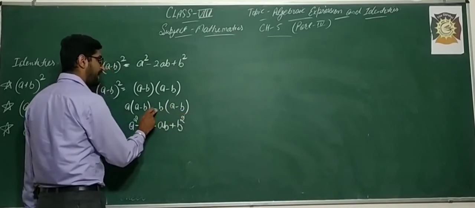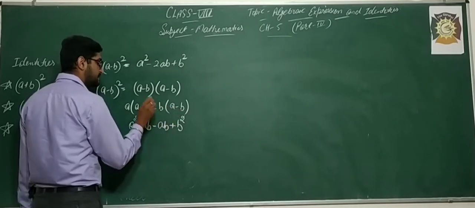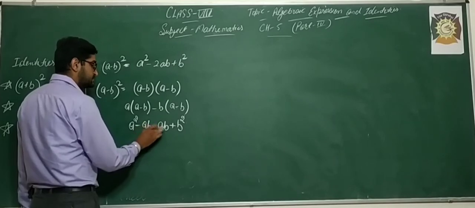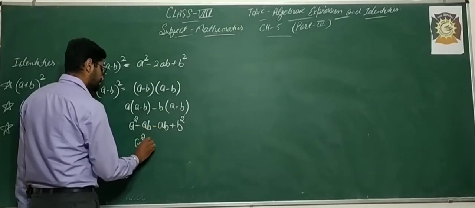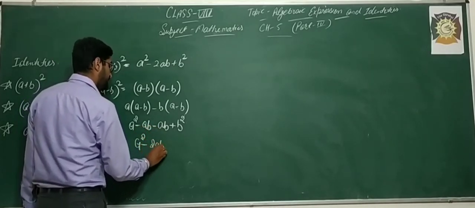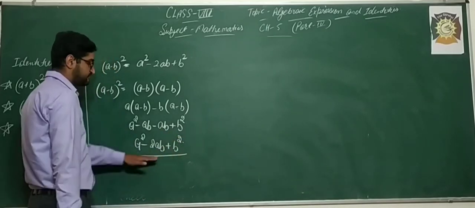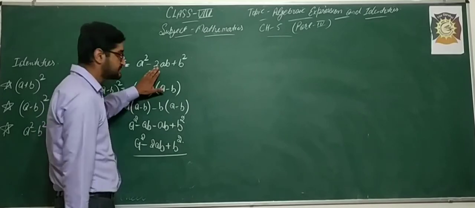When we multiply minus b into minus b, minus minus is plus. And this is minus minus. So minus ab and minus ab, this will be minus 2ab and plus b square. So here you can see this value is same as this value.